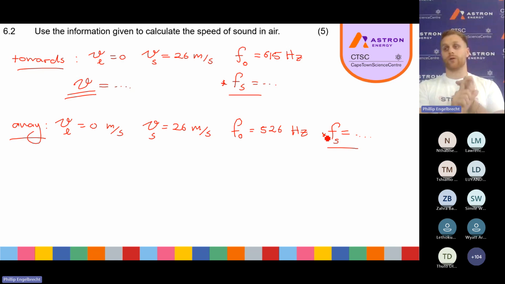So I do not know the frequency of our source. I do not know the frequency or the velocity of sound. I know the frequency of the listener and the source. The velocity of our listener is 0 meters per second. The velocity of our source in both situations is 26 meters per second. They said the speed was constant. I've been given the observed frequencies. I just need to figure out what V is. So guys, I have laid the foundation for you. It is now up to you to figure out what the velocity V is.